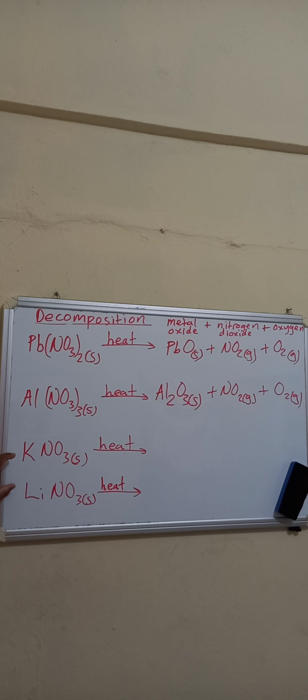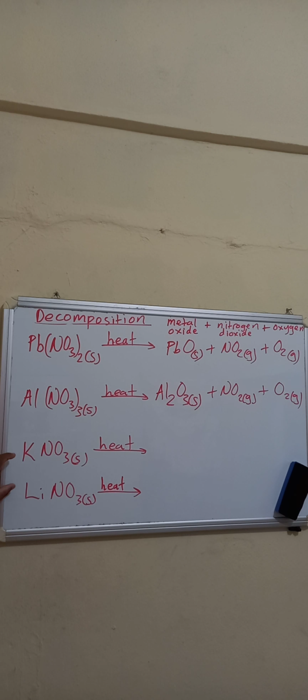So zinc reacts with copper sulfate. We know that the sulfate is a negative ion, SO4 2 minus. The copper is the metal, or it is the positive ion, Cu 2 plus. So in this displacement reaction, the metal will displace the positive ion. So if you notice, zinc plus copper sulfate gives you zinc sulfate plus copper. Alright?